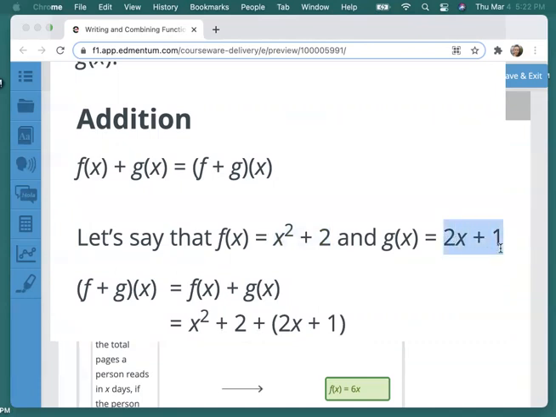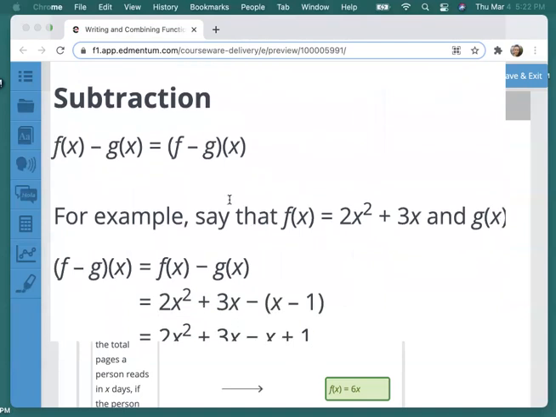You're going to add these and combine like terms. The x squared, because it's squared, doesn't combine with anything in g. And the 2x doesn't combine with anything over here. So those stay the same, x squared plus 2x. And then we can combine 2 plus 1 is 3. So all we're doing here is adding the 2 functions, x squared plus 2 plus 2x plus 1, combining like terms to get x squared plus 2x plus 3.